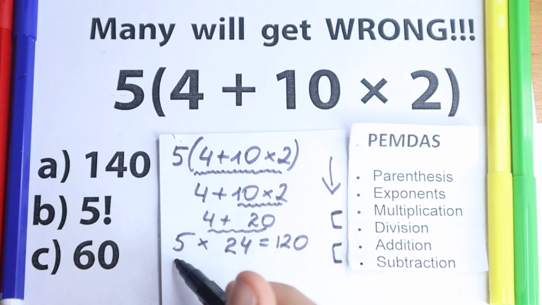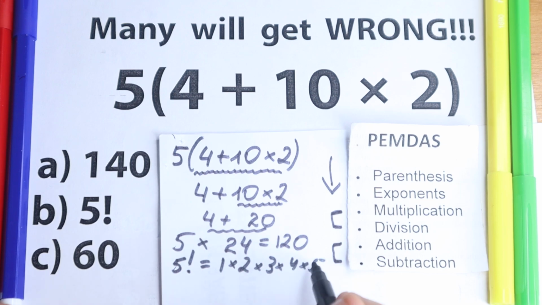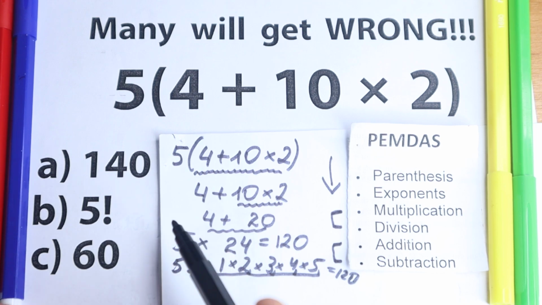What about this 5 factorial? Let's check it. So 5 factorial is a product from 1. So we have 1 times 2 times 3 times 4 times 5. 1 times 2, we have 2. 2 times 3, 6, and 6 times 4, 24, 24 times 5, yeah, this is the same 120 as right here. So as you can see, this 120 hides in 5 factorial, which is a very tricky moment, and I hope you solved it correctly.